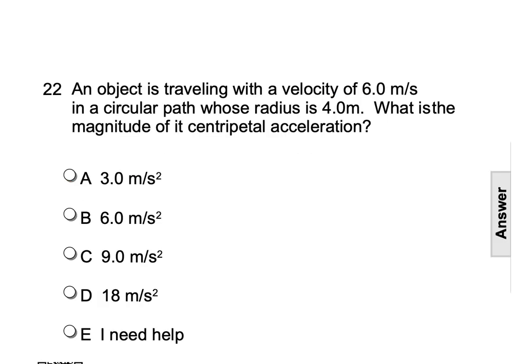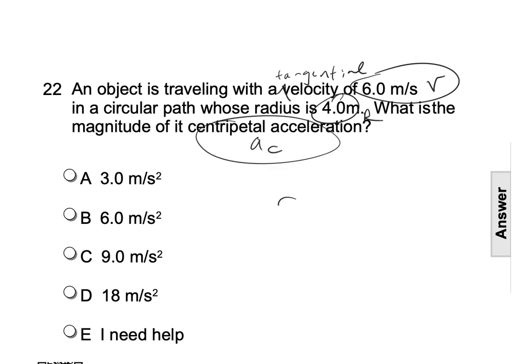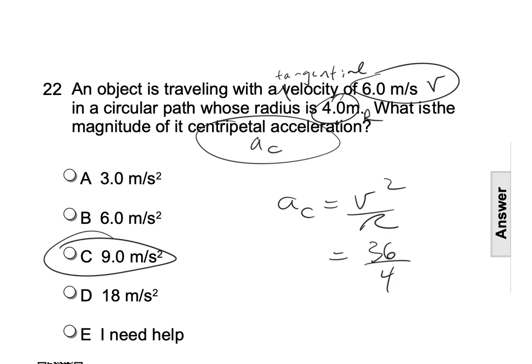Okay, this is very straightforward. With a tangential velocity of 6 meters per second, so that's V. Radius is 4 meters. What is the centripetal acceleration? So just use AC equals V squared over R. This is 6 squared, which is 36, divided by 4. That's 9.